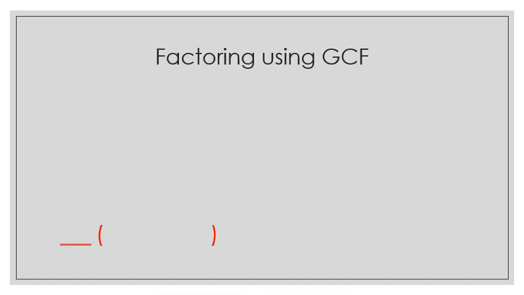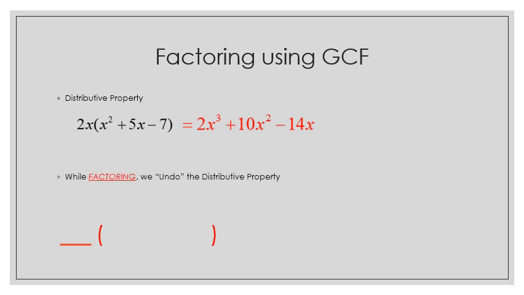So when factoring using a greatest common factor, let's recall the distributive property. Given a problem like this, where we have 2x in front of x squared plus 5x minus 7, if we were to distribute 2x through the parenthesis set, we would get 2x cubed plus 10x squared minus 14x. While factoring, we undo the distributive property.